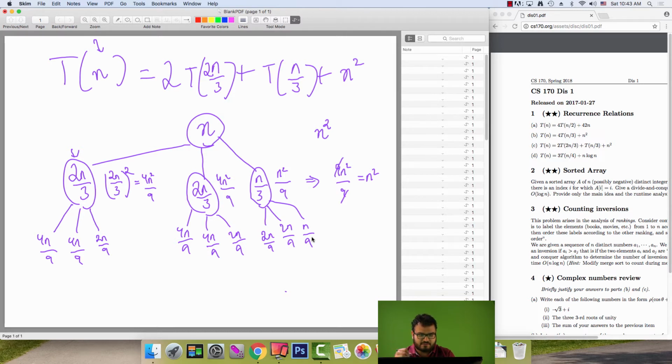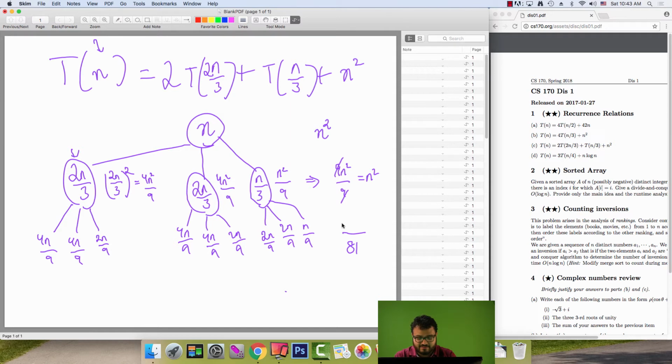Let's see how much work happens in the total thing, right? So each one just gets whole squared. So first let's just take a look. All the denominators are the same. So the denominator here is going to be 9 squared, 81. And the numerators, we need to sum them up. So 4 squared plus 4 squared plus 2 squared plus 4 squared plus 4 squared plus 2 squared plus 2 squared plus 2 squared plus n squared.